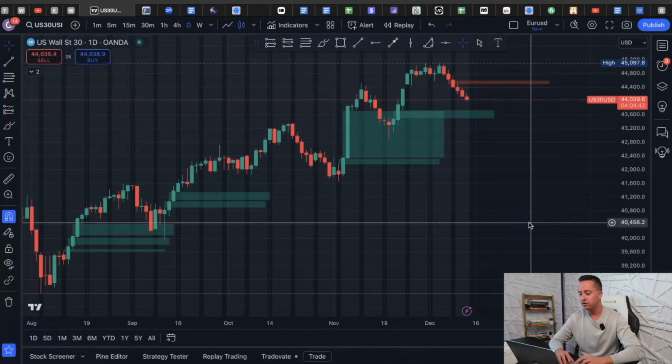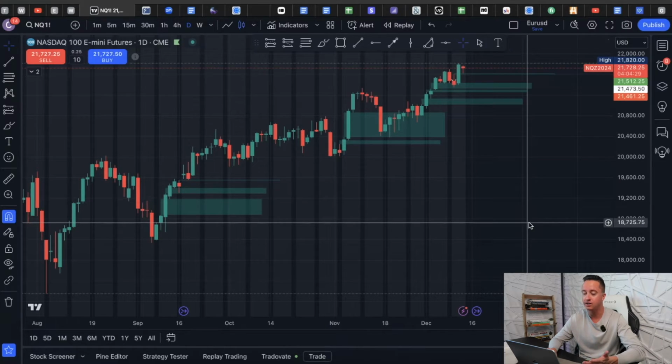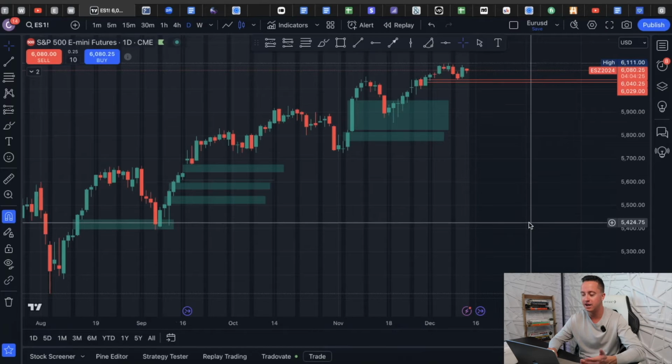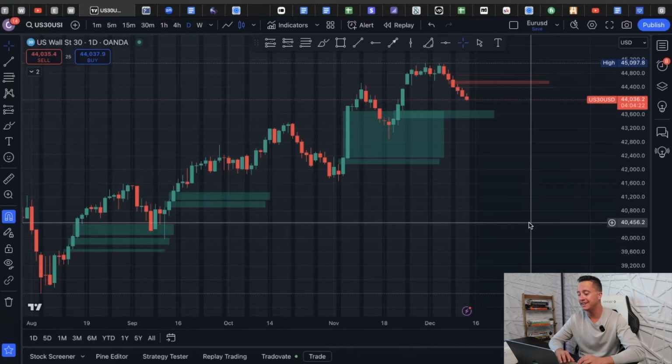So our first order of business is going to be looking at US30, and then we're going to go down to NAS100 and then the S&P 500. Now I am trading futures, so when I trade futures, I'm trading NQ for NASDAQ, YM for Dow Jones, and then ES for the S&P 500. So I think the best way to go about this would be looking at the daily time frame.